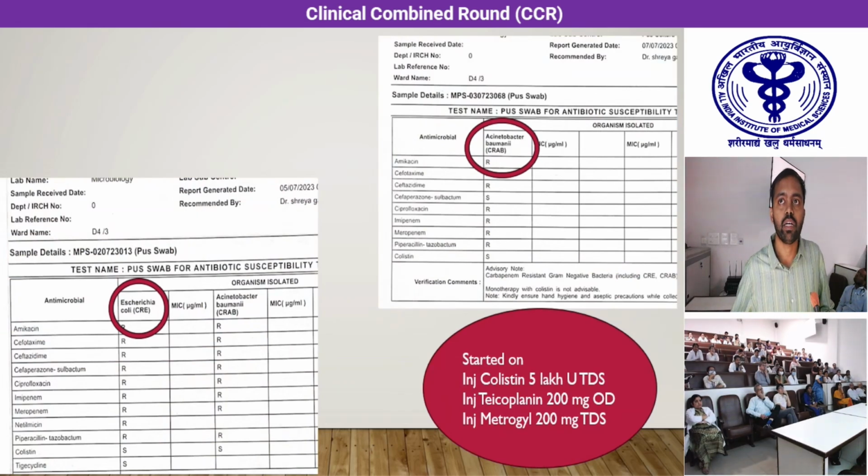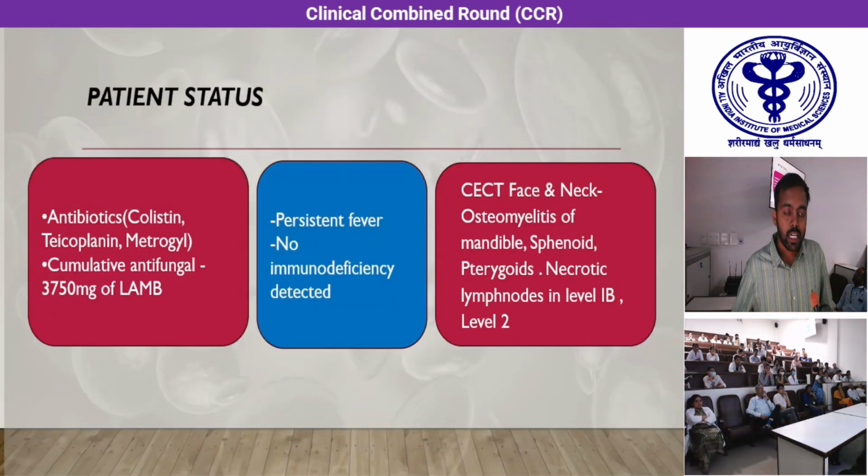Post-operative culture showed Escherichia coli and Acinetobacter baumannii. According to the sensitivity reports, he was given injection colistin, injection teicoplanin, and injection metrogyl. Despite all these interventions, the patient continued to have fever episodes, and no underlying immunodeficiency disorder was detected until now. He had received 3,750 mg of liposomal amphotericin B, and he was on injection colistin, teicoplanin, and metrogyl as well.